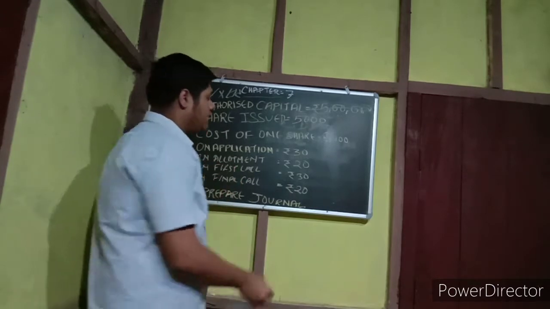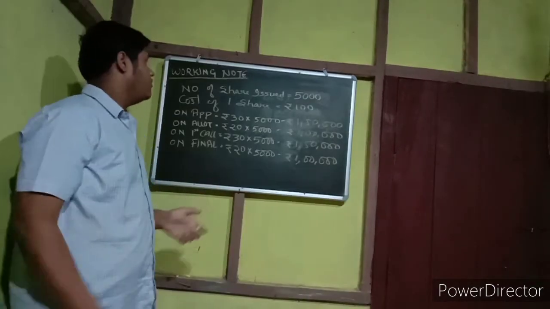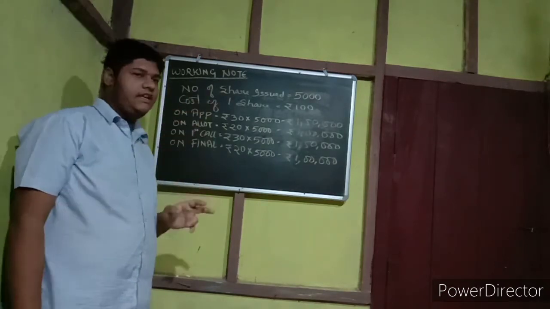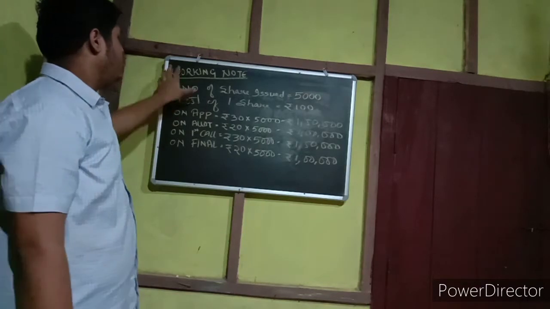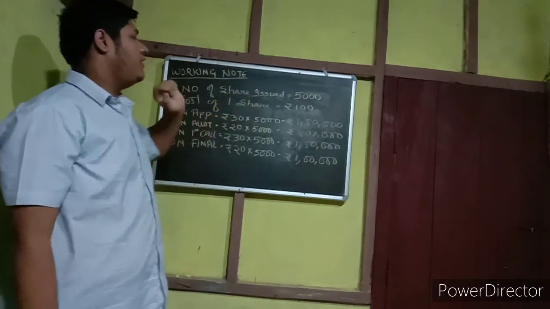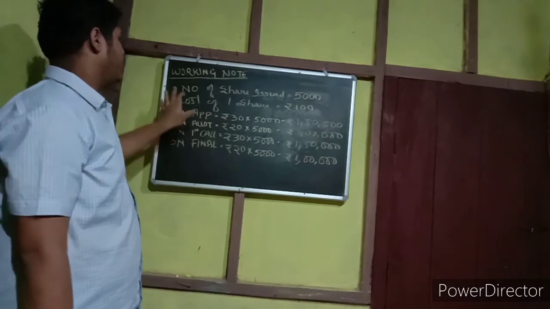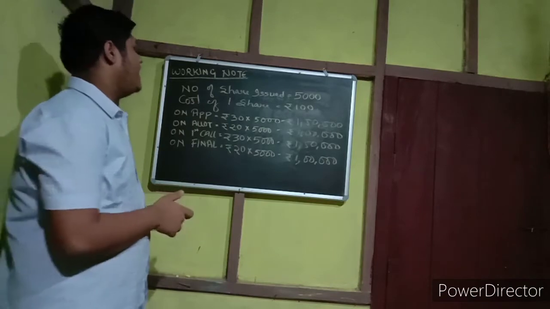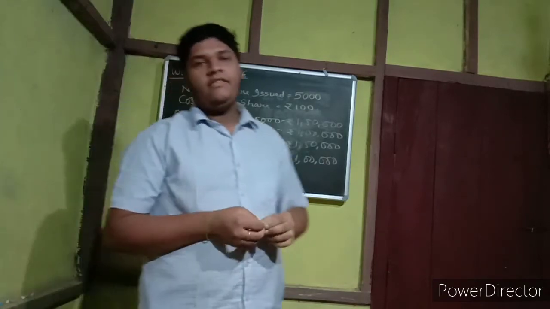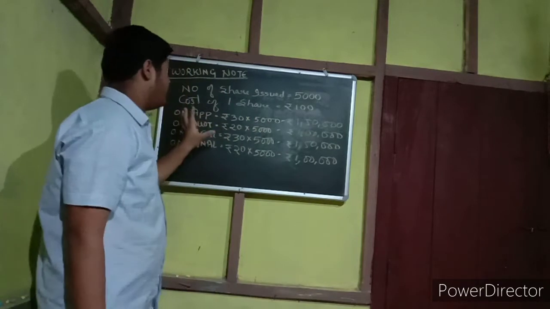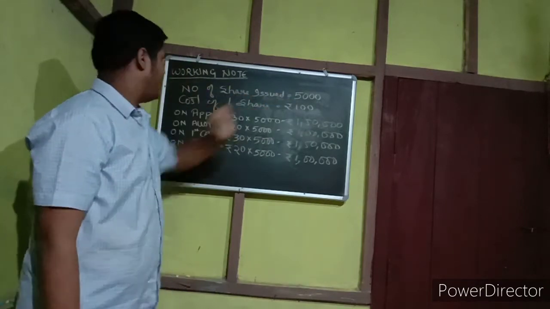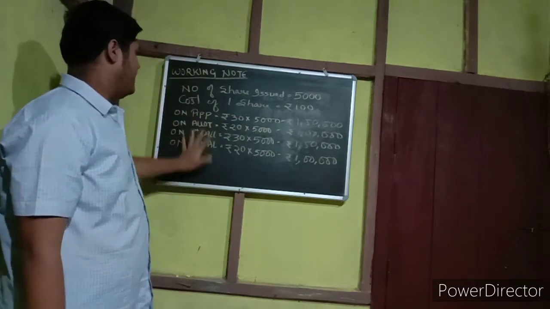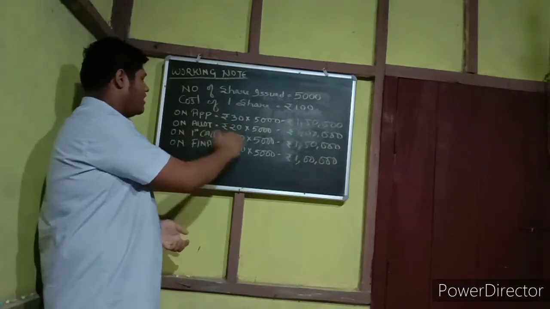So we will see how to prepare the journal. That one which I showed was the question. From the question, before solving the journal, we have to do a working note. At first you have to write the number of shares issued, that is 5,000. Then the cost of one share, as per question, 100, and they have divided this 100 into application, allotment, first call and final call.